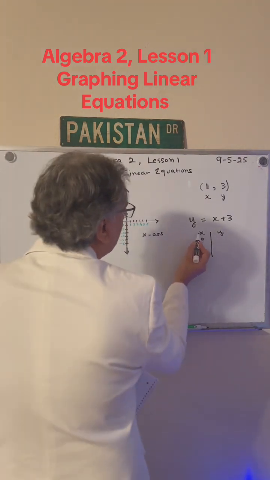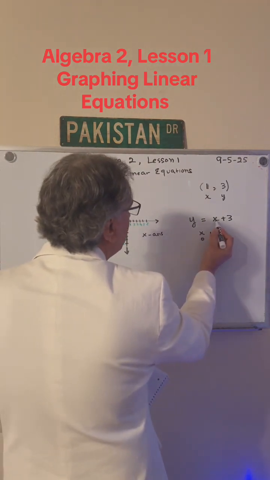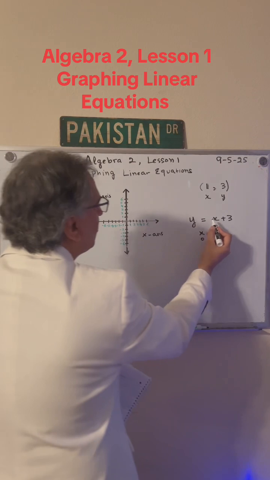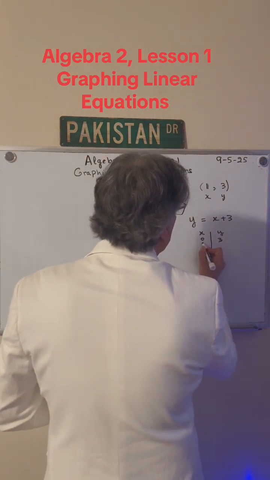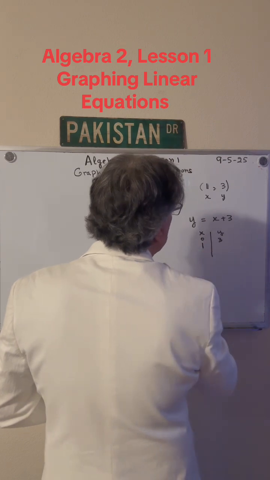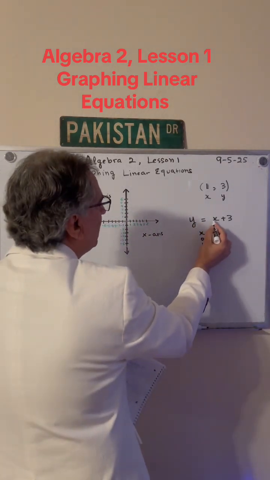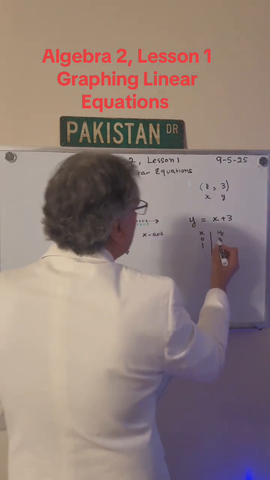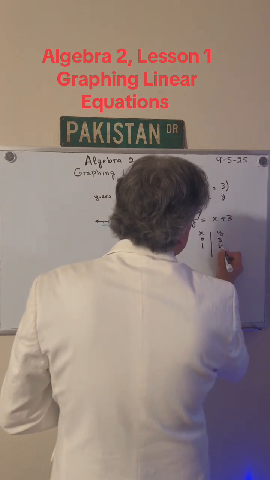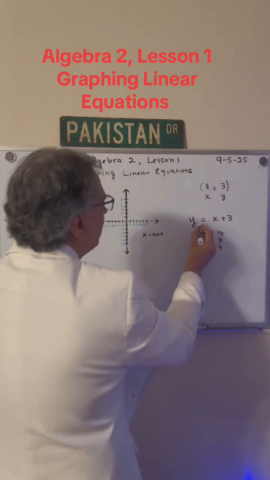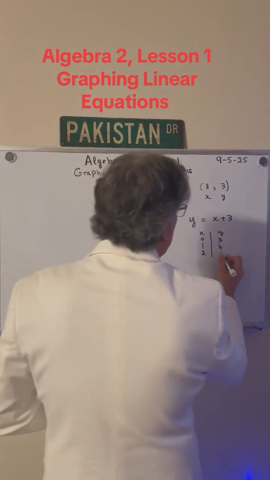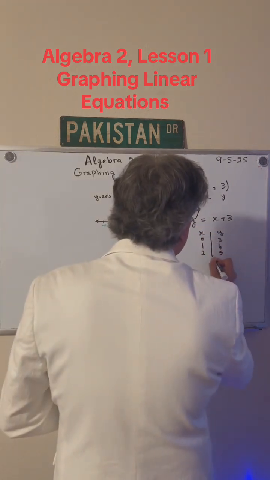If I plug in the value of x as 0 in here, this becomes y is equal to 0 plus 3, so y is equal to 3. How about when x is equal to 1? If I plug in 1, y would be 1 plus 3, which is 4. If I plug in x is equal to 2, then y will be 2 plus 3, which is 5, and so forth.